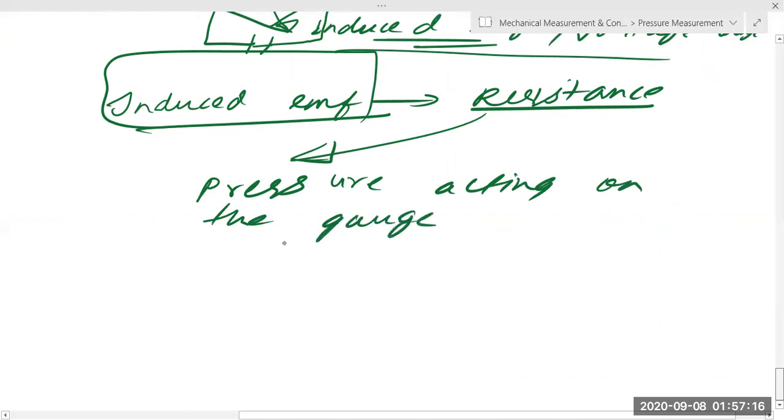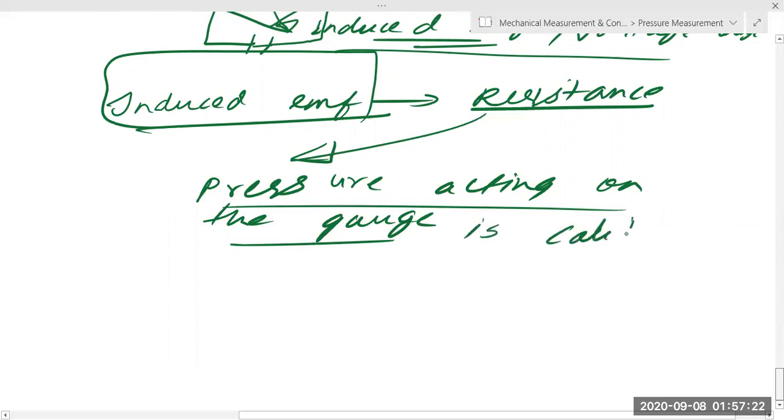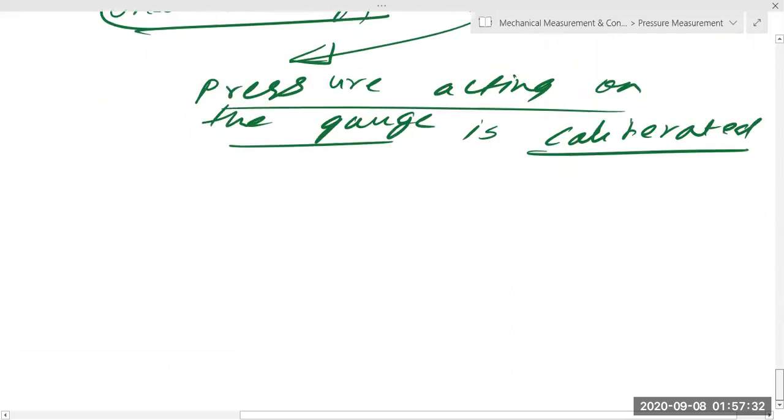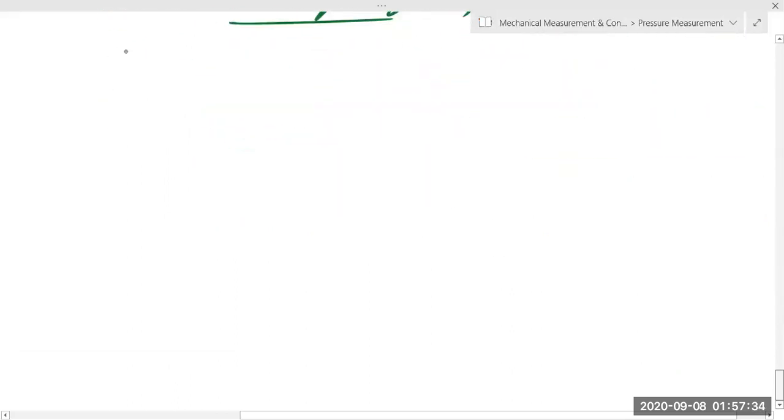Okay, simple. The pressure acting on the gauge is calibrated, or can be calibrated, you can say. Simple as that. Now I'll give you some more details about this. I have already told you all the construction details. Now, the wire that we use, the resistive wire.